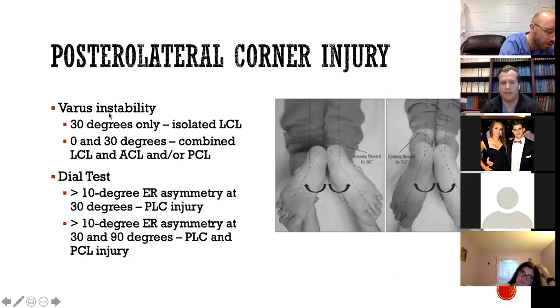Again, you'll test for varus instability. Again, noting that at 30 degrees only, it's an isolated LCL, whereas at 0 and 30 degrees, you can have a combined LCL and ACL or PCL.